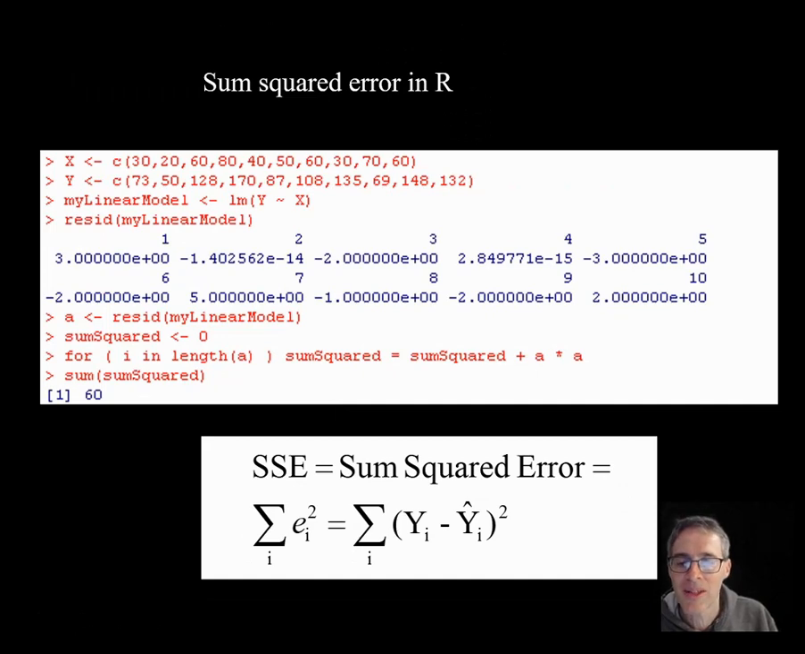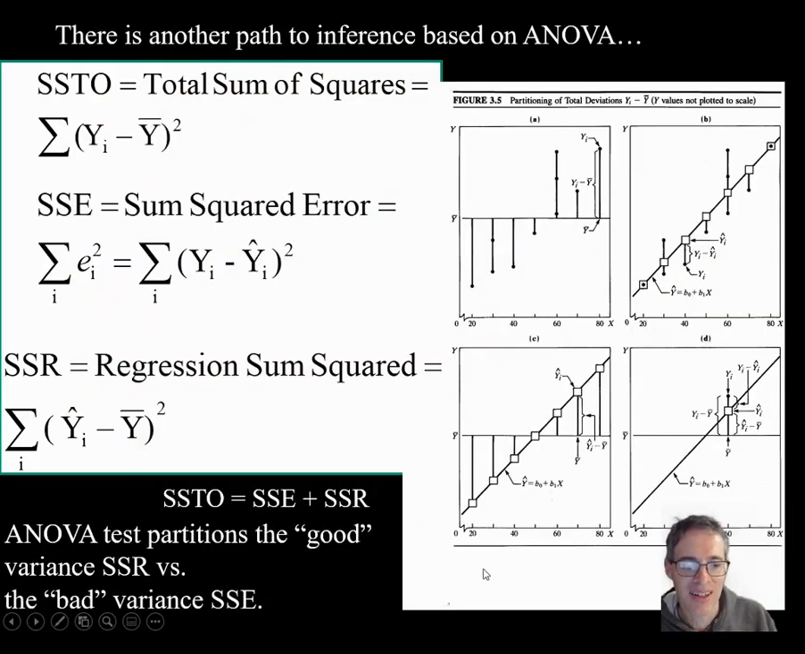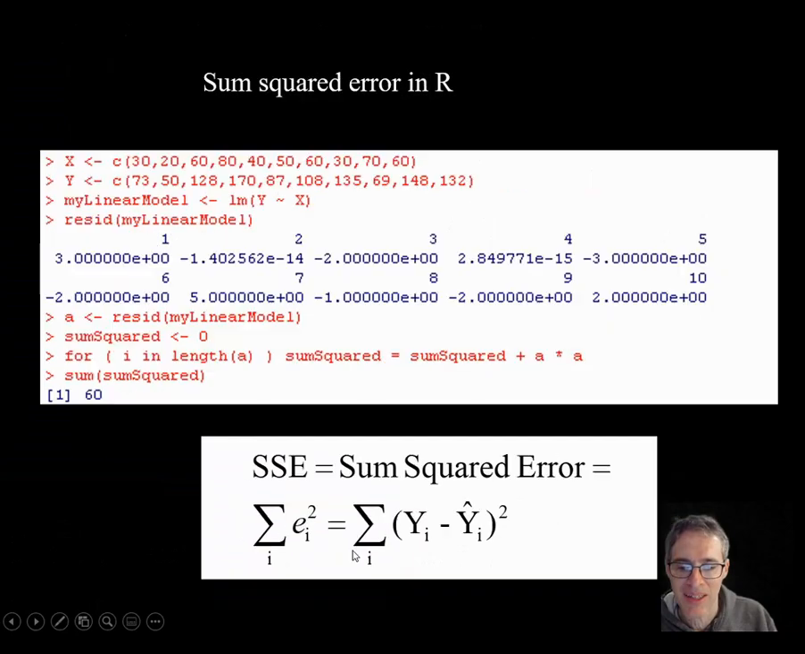The sum squared error is our residual sum squares. It's how much the data differs from the regression line, right? So it's yi minus y hat i. So for each data point, how much does the data differ from the regression line, squared?